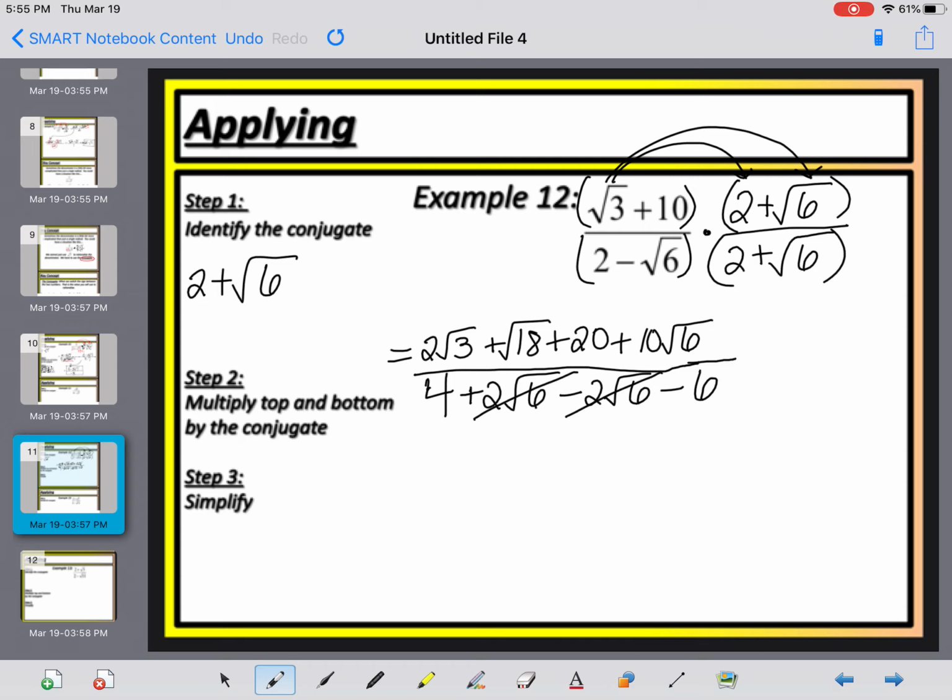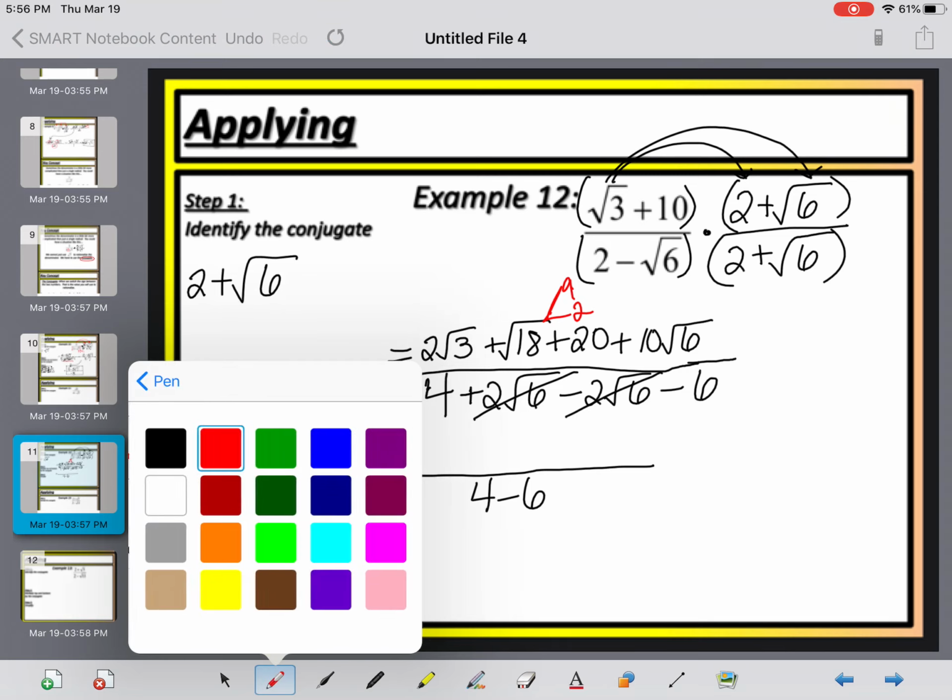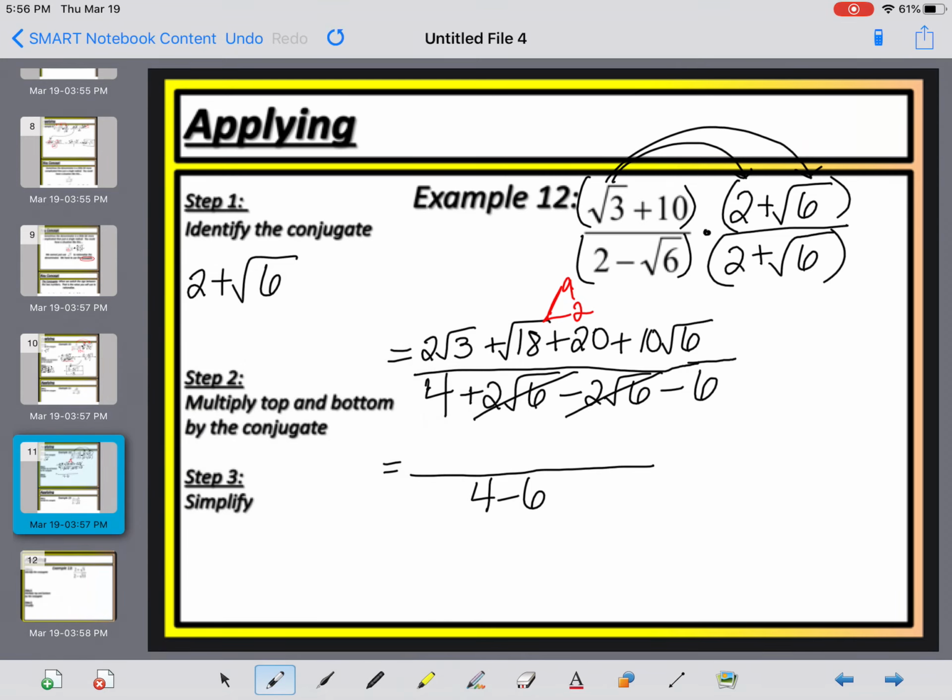Okay, so the first thing I want to do, I see those opposite signs in the bottom. I really want to cancel those out. Okay, so I'm left with 4 minus 6. In the numerator, I'm looking at all my square roots to see, is there anything here that I can simplify? So 2 root 3, nothing will do it. 18, I could do a 9 and a 2 there. 20 is a whole number. 10 root 6. Nothing is going to split that up.